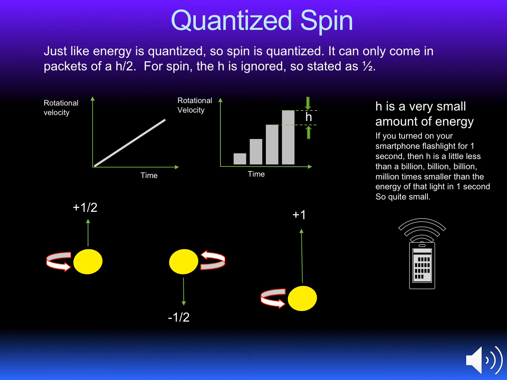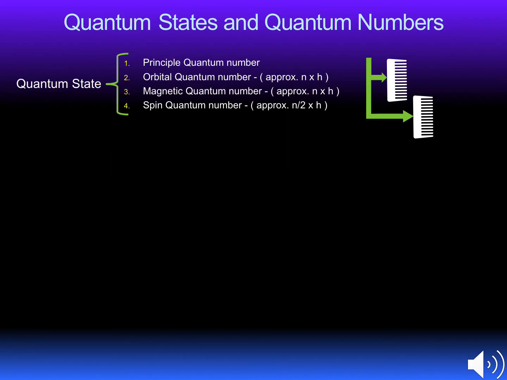So it is quite small, but it's all relative. From our perspective, that's an extremely small amount of energy. But from the quantum world, that small amount of energy can have significant effects on the properties of the atomic world. So in order to understand how spin fits into the quantum world a little bit better, let's talk about quantum states and quantum numbers.